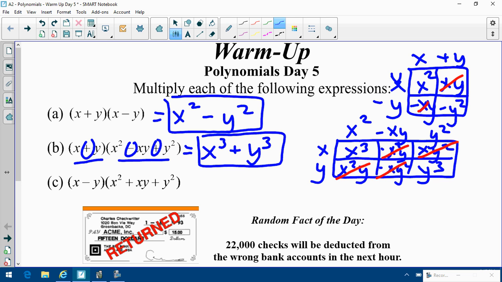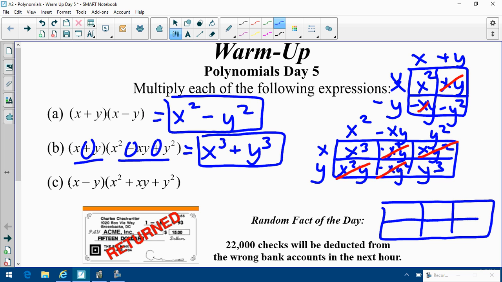Okay, so last one. Last one's pretty similar, just some sign changes. So let's see if I can squeeze this in down here. I've got x minus y times x squared, xy, and y squared. So this is going to be x to the third. It's going to be an x squared y. This is going to be an xy squared. This is going to be a negative x squared y. This is going to be a negative xy squared. This would be a negative y to the third.